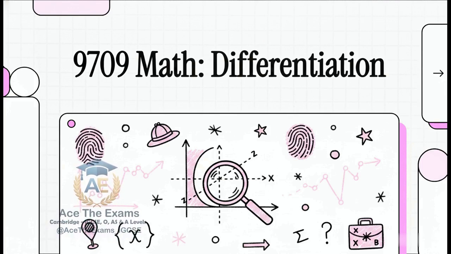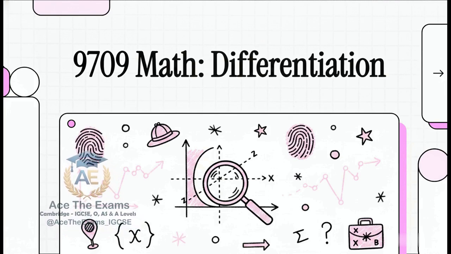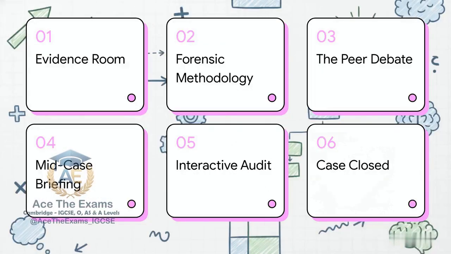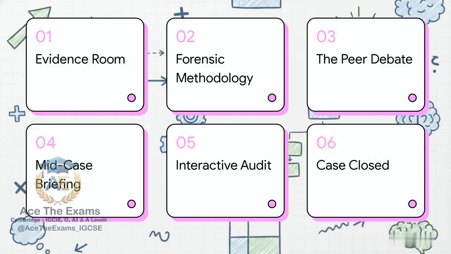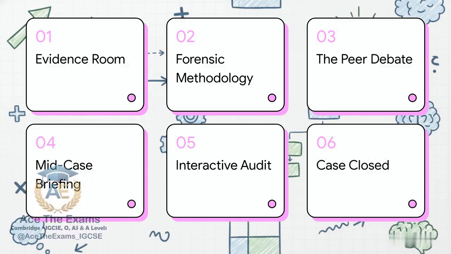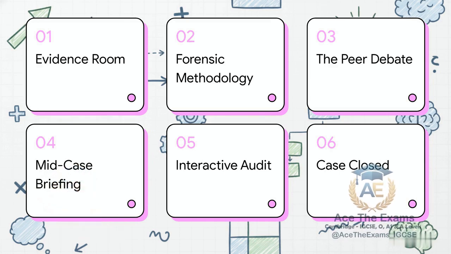We are going to show you exactly what to look for when you dust your exam paper for mathematical prints, and how to build a case so bulletproof the examiner has no choice but to award you full marks. Here is our investigative blueprint for today's briefing. We'll start in the evidence room, move through our forensic methodology, observe a tactical peer debate, pause for a mid-case briefing, conduct a live interactive audit, and finally get to case closed.